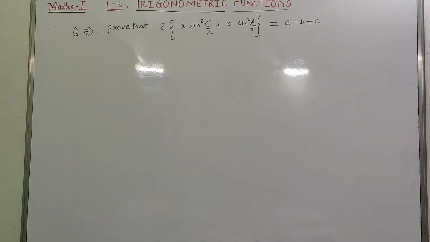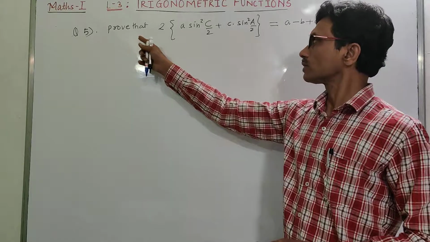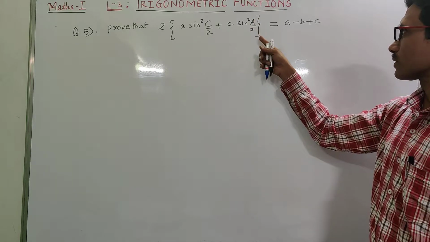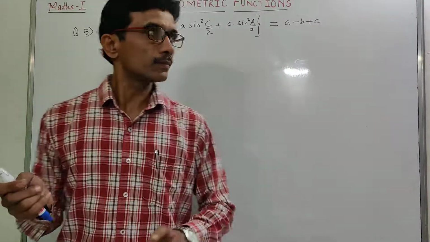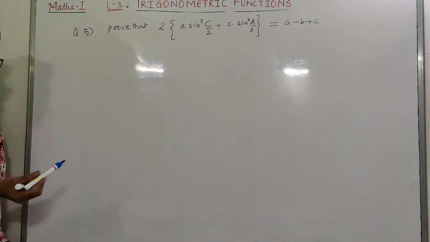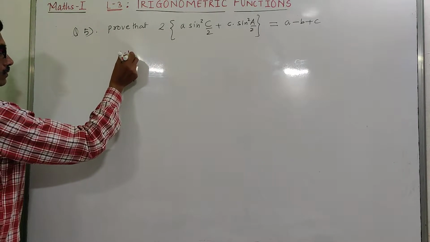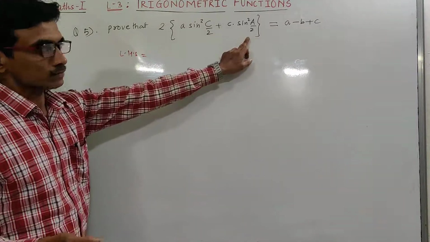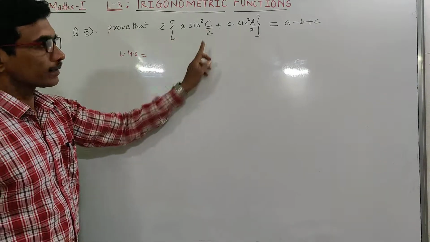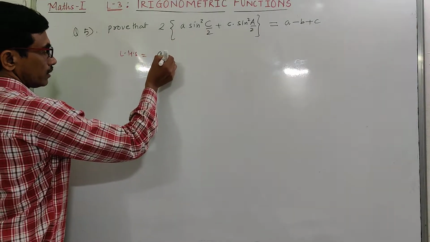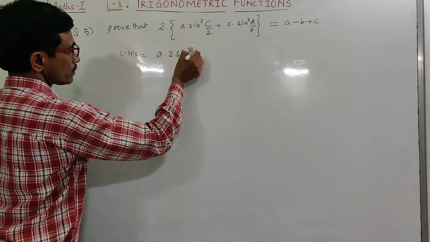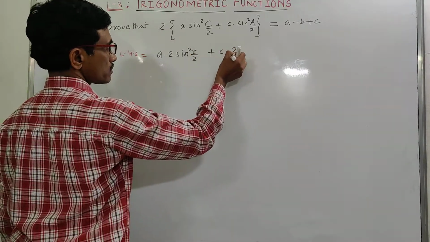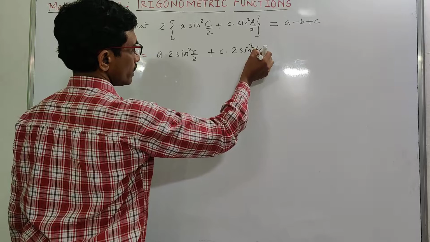Question number 5. Prove that, with usual notations, 2 times of A sine square C by 2 plus C sine square A by 2 is equal to A minus B plus C. Consider LHS. LHS is 2 times. So we simplify this, we multiply by 2. So A into 2 times sine square of C by 2 we can write, plus C into 2 times sine square A by 2 we will write.